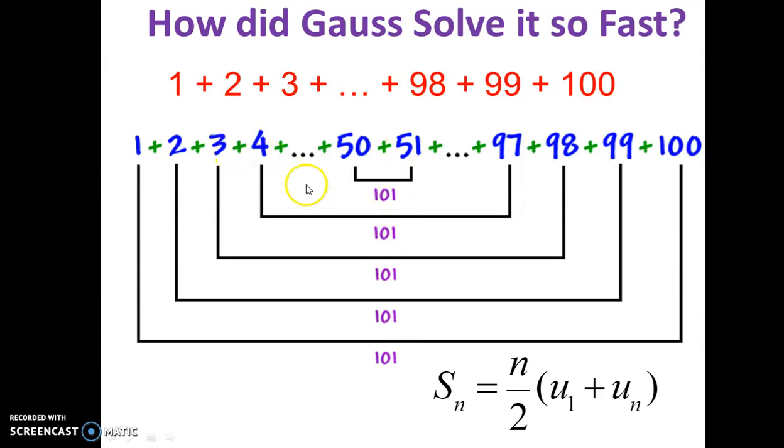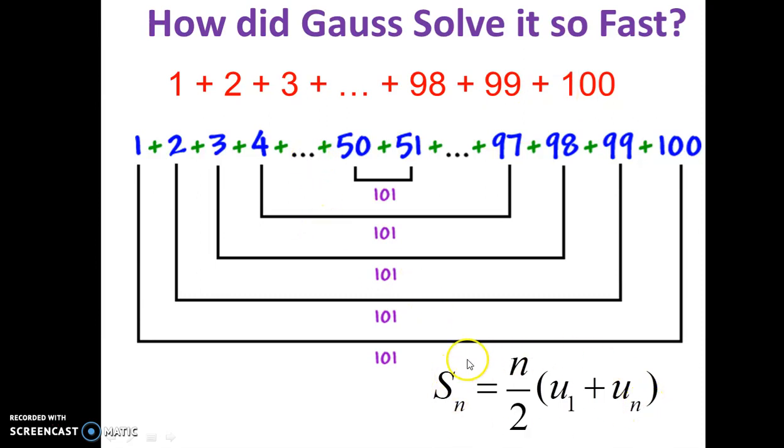So he said, well, if there are all these pairs and they all make 101, how many pairs are there? If the numbers go from 1 to 100, then there must be 50 pairs, right? Because you break those in half, there are 50 pairs. So if you do 50 times 101, because each pair adds up to 101, then you'll have your answer for the sum of all those numbers. That's pretty smart. Good noticing of patterns for sure.